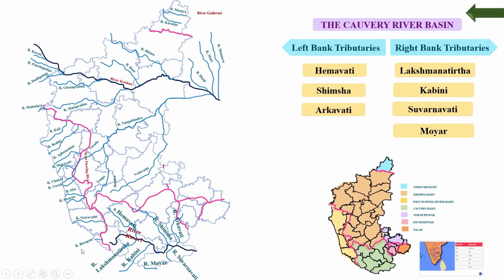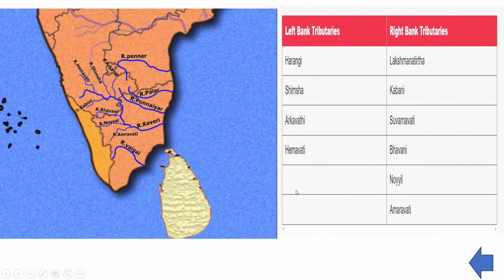Here we have seen only the tributaries in Karnataka. I have another map where we will see all the tributaries of Kaveri river. So which are the left bank tributaries? Harangi, Shimsha, Arkavati, and Hemavati. So if a question comes, arrange the left bank tributaries in west to east direction, what would be our answer?